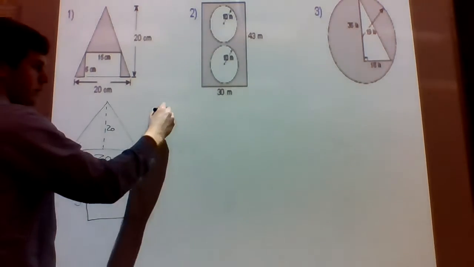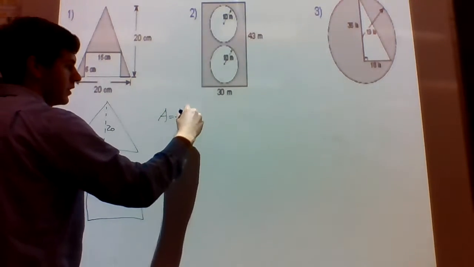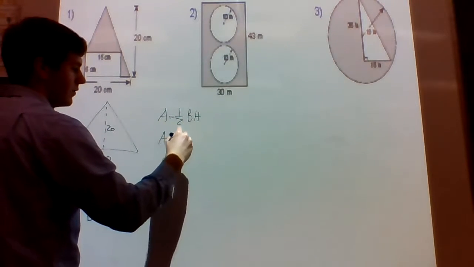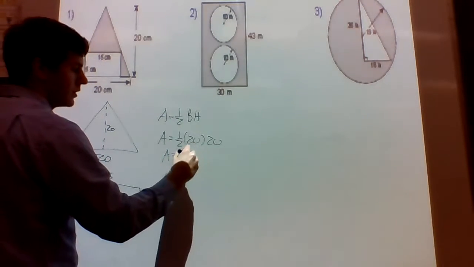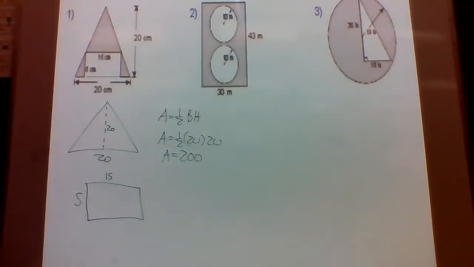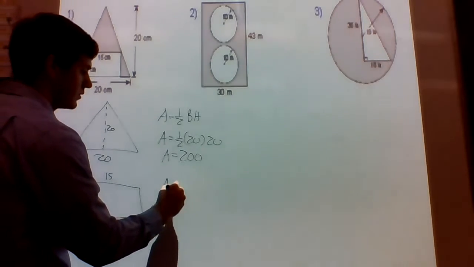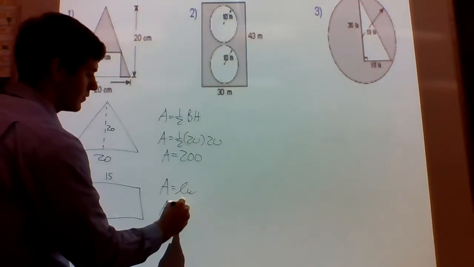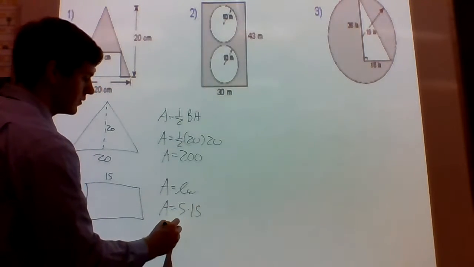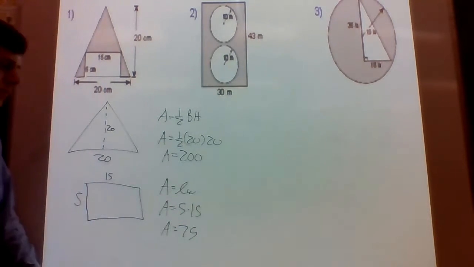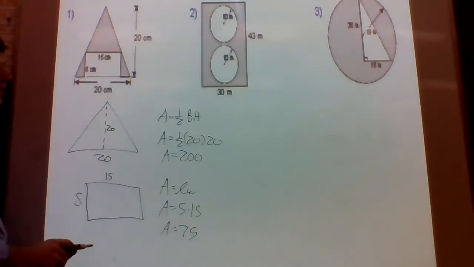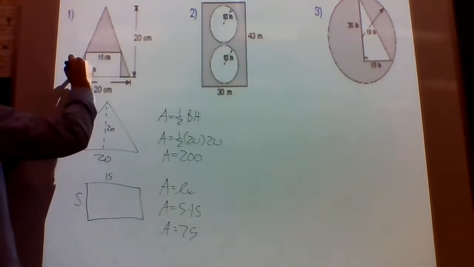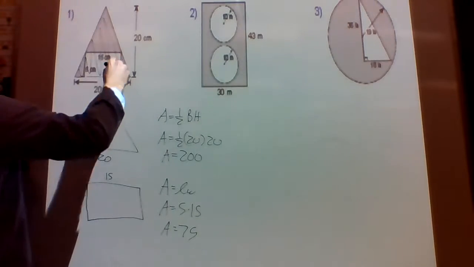How do we find the area of a triangle? Well, it's 1/2 the base times the height. So we have 1/2 times 20 times 20. 1/2 of 20 is 10. 10 times 20 is 200. Then we have the area of a rectangle, which is length times width. So we have 5 times 15, which is going to give us 75. So we know the area of the triangle, so the area of the whole thing is 200.